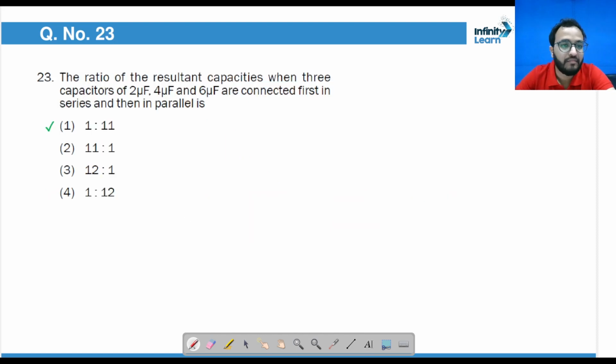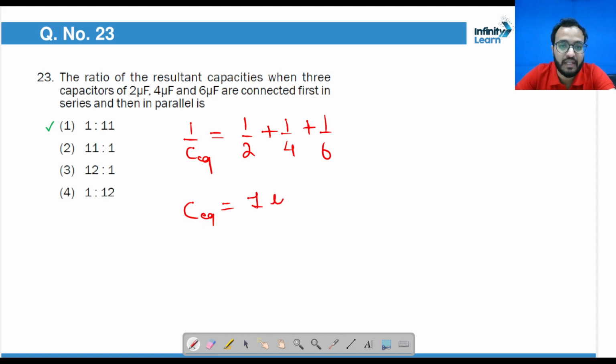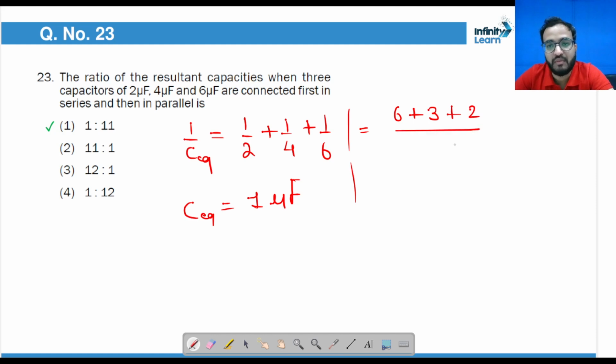Got it? The ratio of the resultant capacities when 3 are connected in series: 1 by 2 plus 1 by 4 plus 1 by 6. For this, definitely you will find that the answer is 1 microfarad, right? And simple, you can do it. See, 1 by 2, so it is what? 6 plus 3 plus 2.